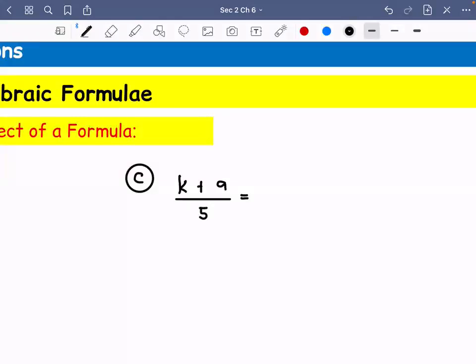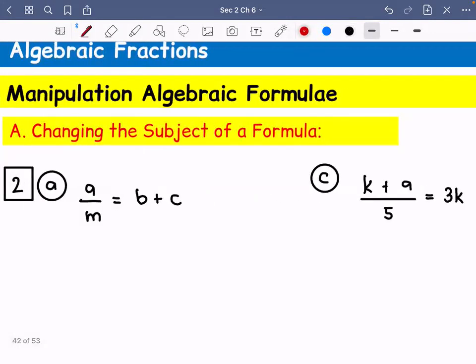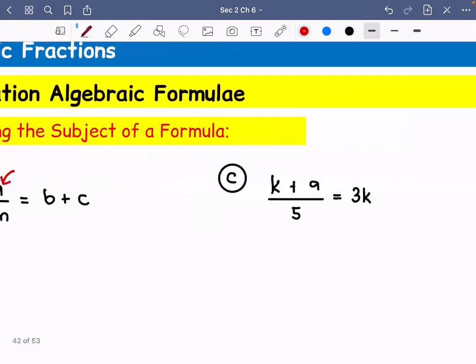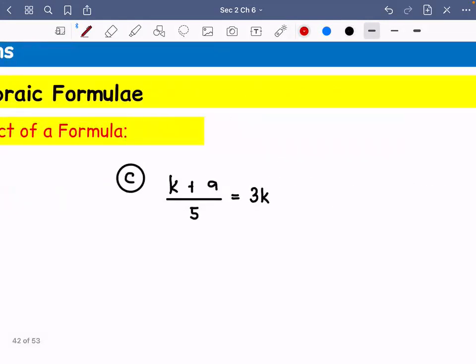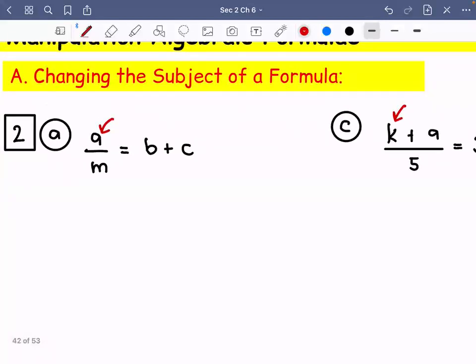equals 3K. Now for letter A, what is the subject? We will make A the subject of the formula. And then for letter C, we need to make K the subject of the formula. And how are we going to do that? Okay, look at letter A first.